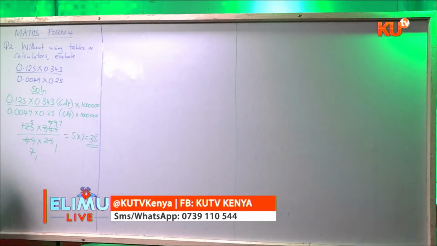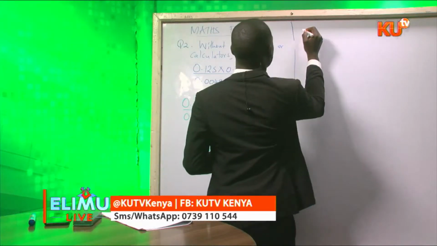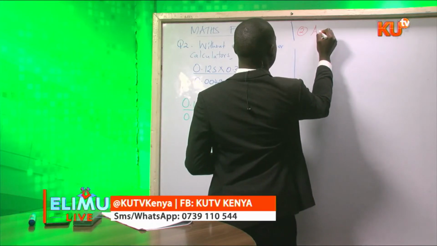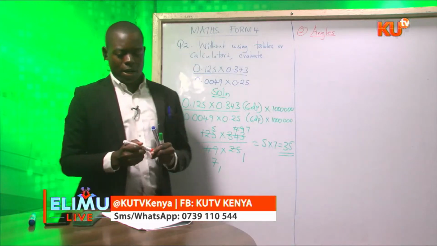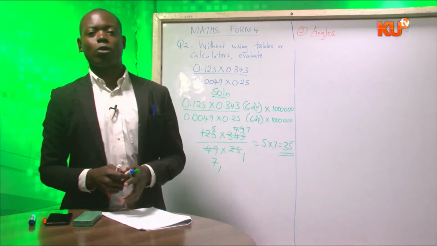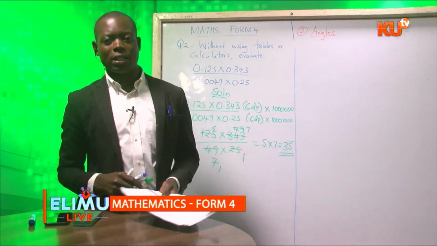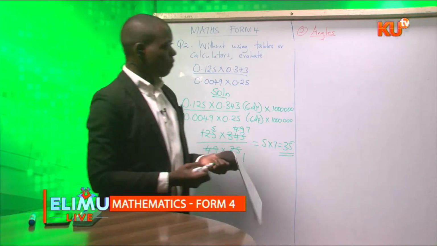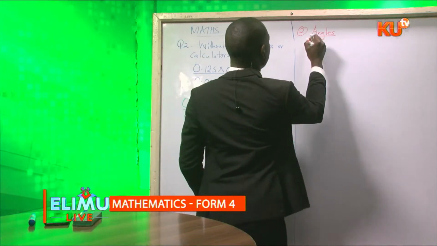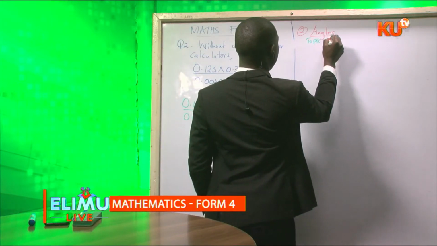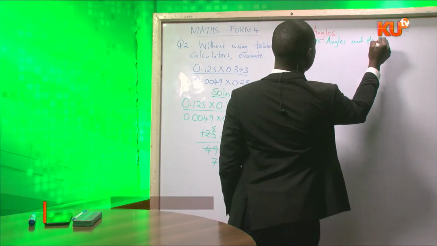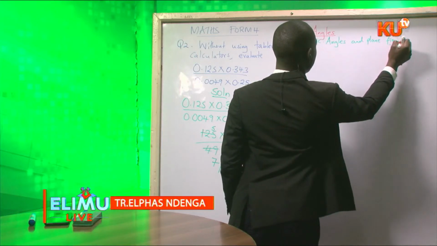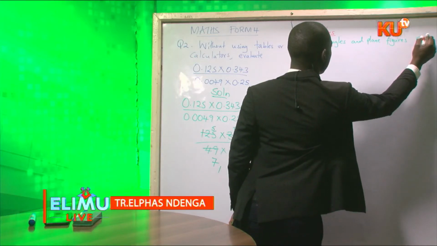We'll go to the second concept, and our concept number 2 is based on angles. In Form 1, we have a topic we call angles and plane figures. That is the topic that we have for angles in Form 1. Topic, angles and plane figures. Angles and plane figures in Form 1.